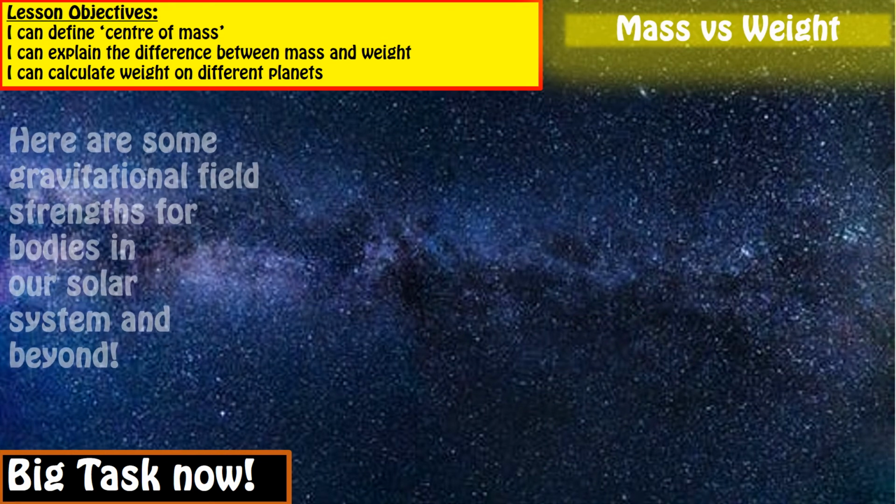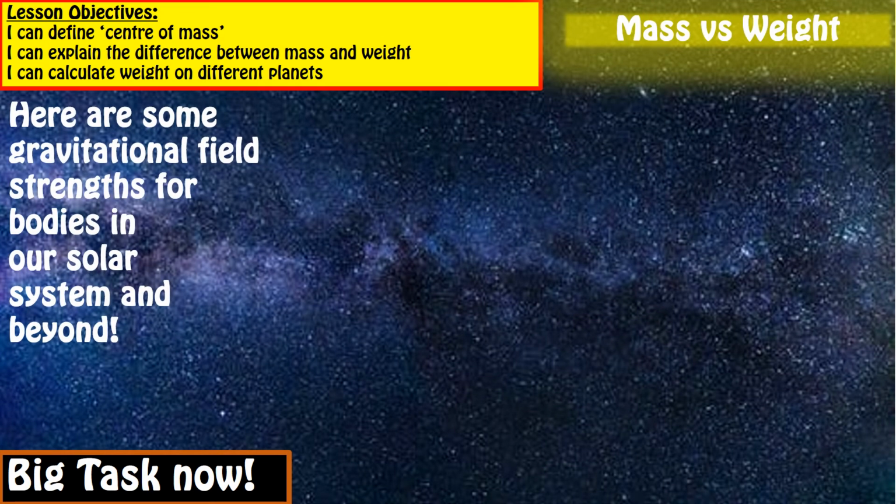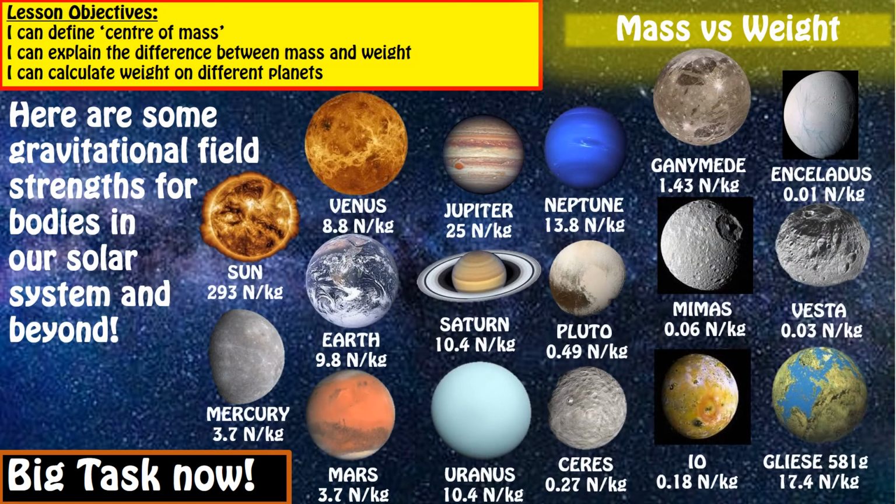So big task for you to do now. I found the gravitational field strengths for lots of bodies in our solar system and a couple beyond as well. So here they all are. Got the Sun, Mercury, Venus, Earth, Mars, all the way up to Enceladus, Vesta, and Gliese 581g. That's quite an interesting planet, that one.